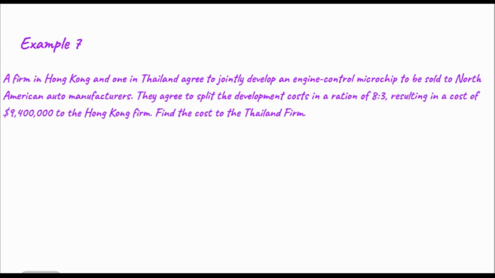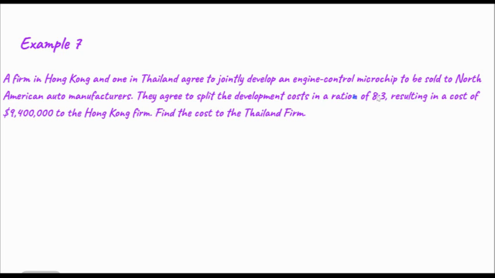All right, another word problem. A firm in Hong Kong and one in Thailand agree to jointly develop an engine control microchip to be sold to North American auto manufacturers. They split the development costs in a ratio of 8-3, resulting in a cost of $9,400,000 for the Hong Kong firm.